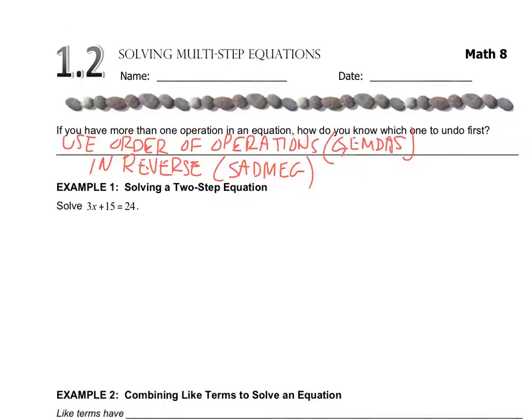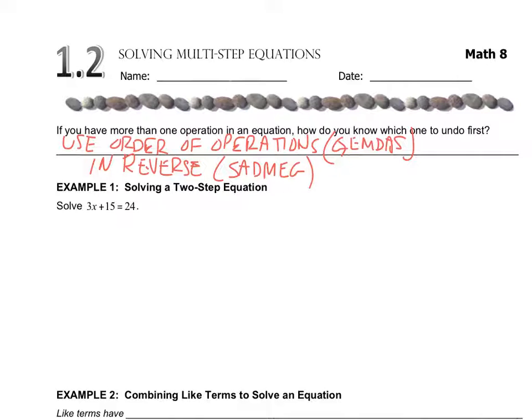So the additions and subtractions. The DMs, or the multiplying and dividing, is what we would undo second. Any exponents would then be undone. And then lastly, any groupings. So instead of everything being our normal way of order of operations, we're going to go in the opposite direction. So let's go through a few examples.